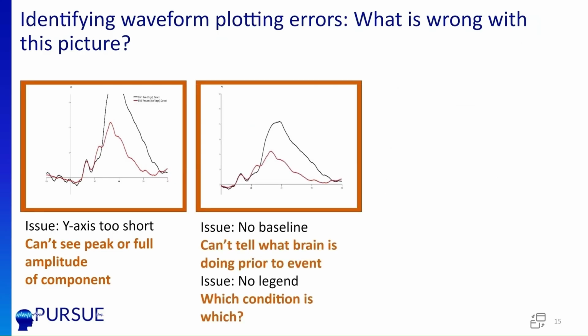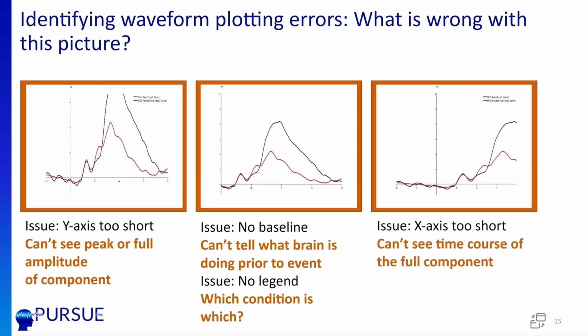In the second example, you cannot see what is happening before the event. Furthermore, there's no legend for the conditions. Your figures will always need a legend if there are multiple conditions, and you should also show what is happening before the event.